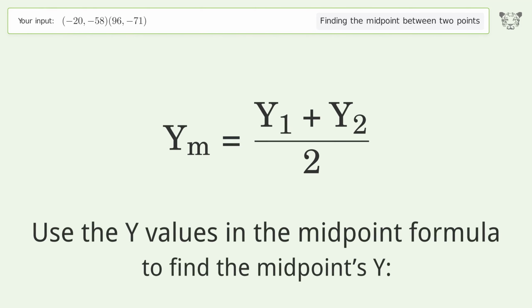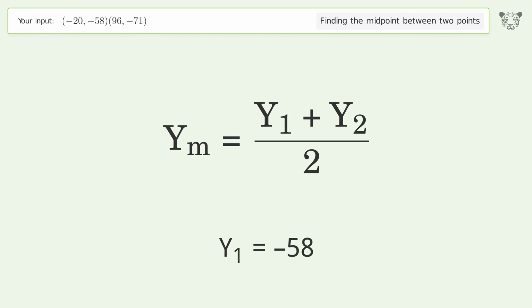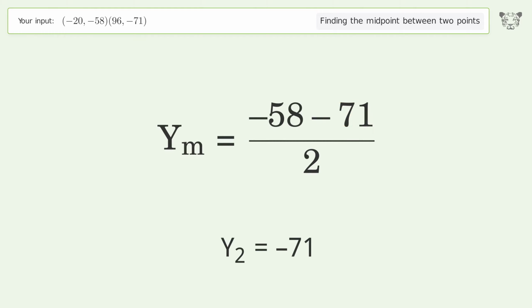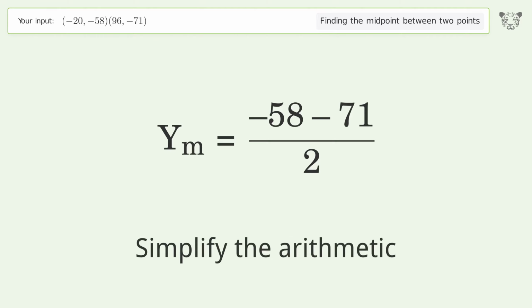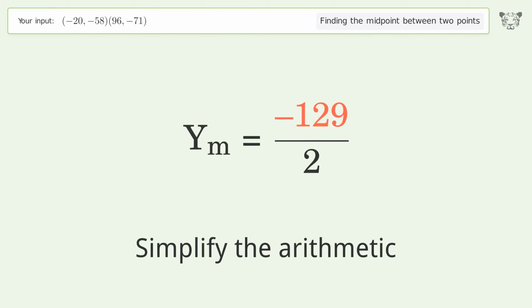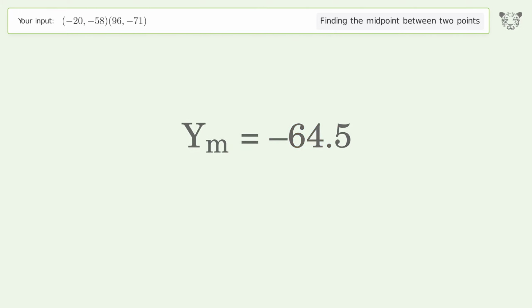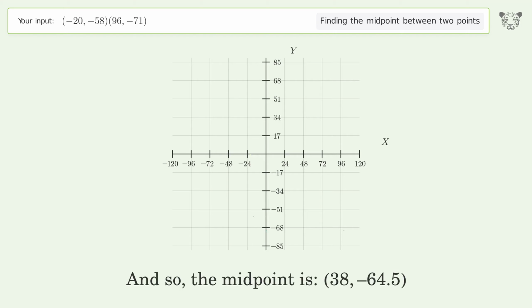Use the y values in the midpoint formula to find the midpoint's y. y1 equals negative 58. y2 equals negative 71. Simplify the arithmetic. And so, the midpoint is 38, negative 64.5.